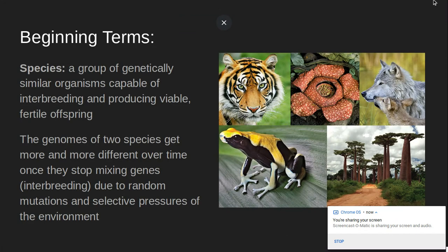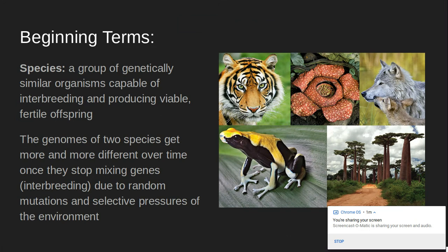Okay, things to know as we get into this case study a little bit. So we're trying to figure out, are bats birds? And many of you might already know the answer to that question, but we're going to prove it using information from a protein database. So beginning terms, a species. We're going to compare 6 different species to determine relatedness.